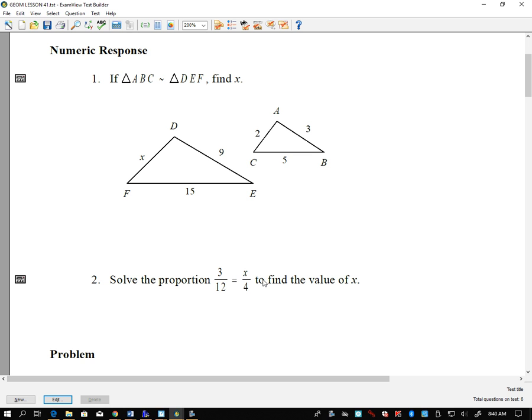Here they tell me triangle ABC is similar to triangle DEF. We want to find X. Okay, so we're going to set up a proportion, right? So there are a couple ways to do this. We can do big triangle over little triangle. We can do big triangle over big triangle is to little triangle over little triangle. Big triangle over little triangle is to big triangle over little triangle, that type of thing. You understand what I'm saying?